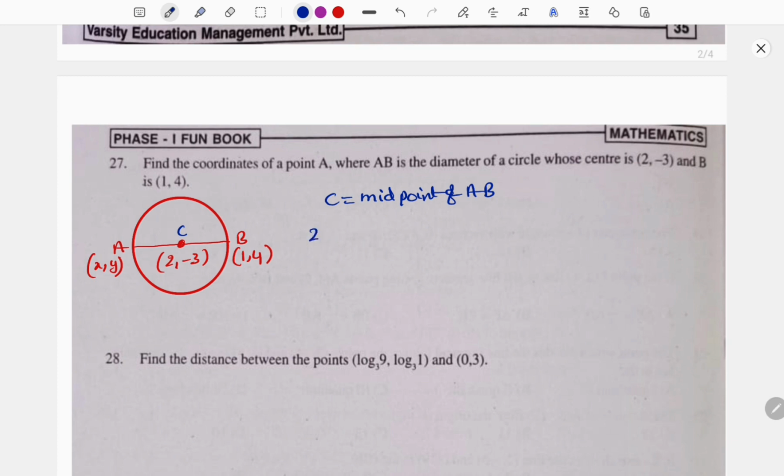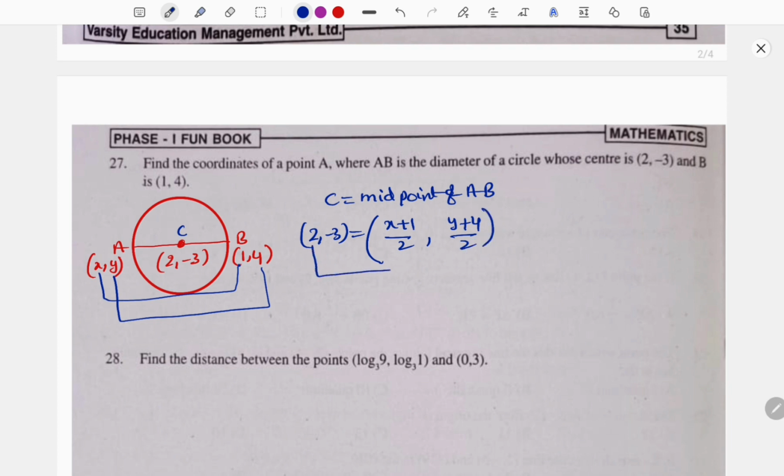And C means (2, -3) is equal to the midpoint of AB. Formula: (x1 plus x2)/2 means (x plus 1)/2, comma, (y1 plus y2)/2 means (y plus 4)/2. Now equating the first elements, (x plus 1)/2 is equal to 2. x plus 1 is equal to 2 into 2, 4.